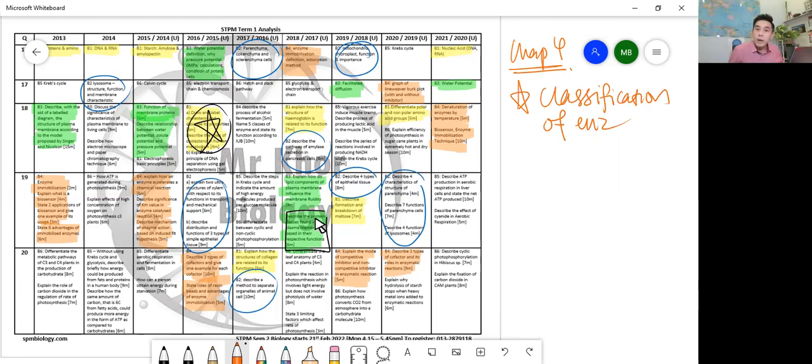Factors affecting rate of reaction, classification of enzyme, then inhibitor still can, but this is quite simple if it comes up. Inhibitor still can. KM and Vmax, guys, you must know how to calculate KM and Vmax. But this one came out 2 years ago. But still a slight chance, very low chance. So inhibitor, cofactor, KM and Vmax, then that would cover your whole topic with it.